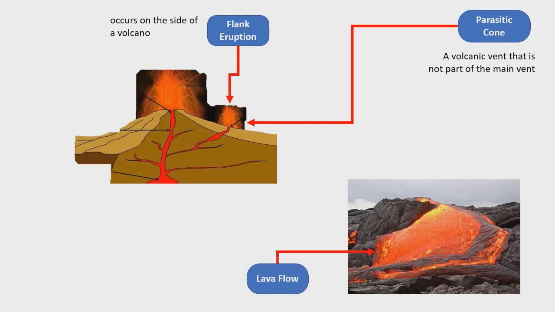What comes out of a volcano is called a lava flow. That is the outpouring of lava during a volcanic eruption.